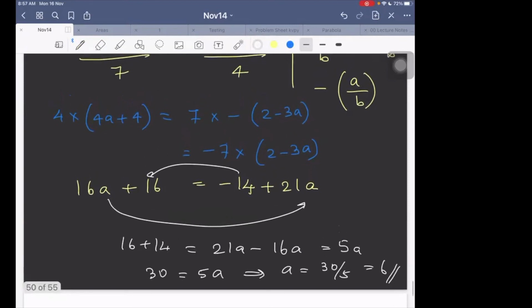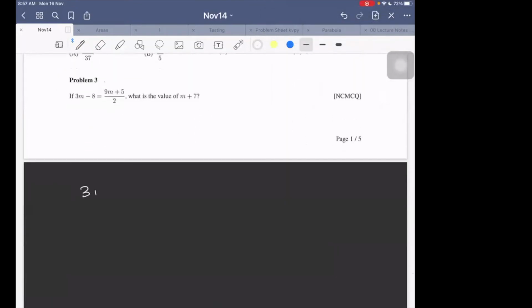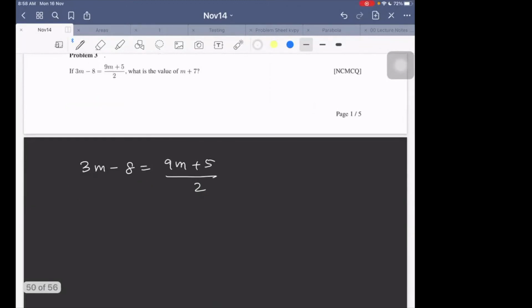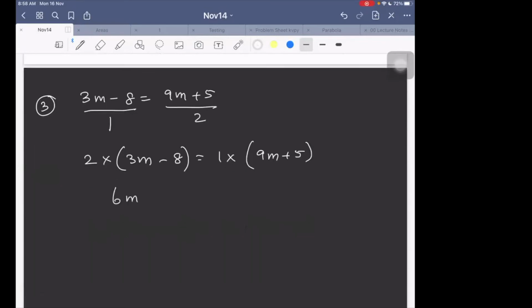Okay, cool. So we have 3m minus 8 is equal to 9m plus 5 divided by 2. Again, cross multiply. See, in the LHS, it's like we have 1 in the denominator. So we have 2 into 3m minus 8 is equal to 1 into 9m plus 5. So this is 6m minus 16 is equal to 9m plus 5.